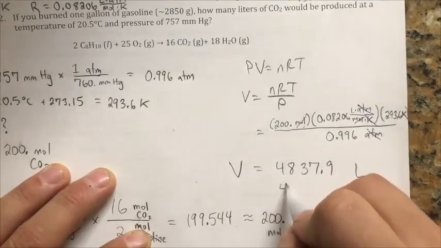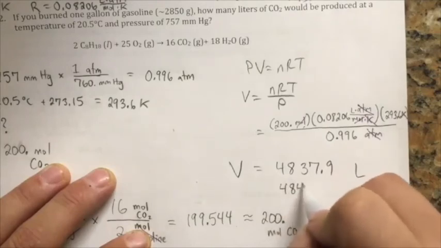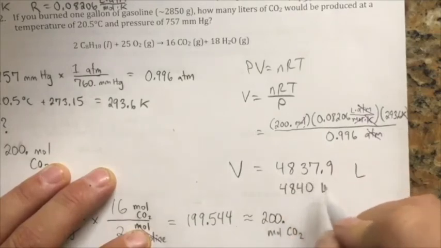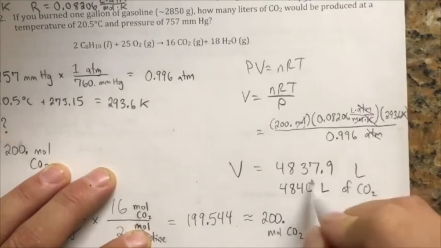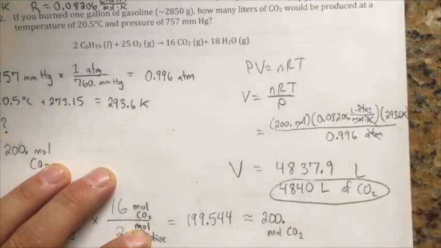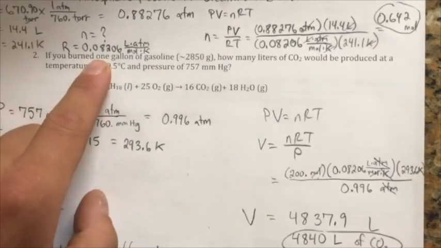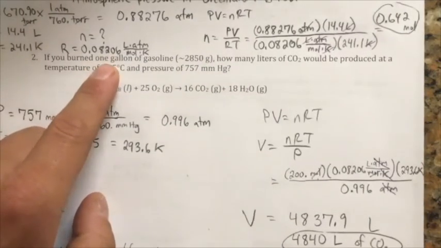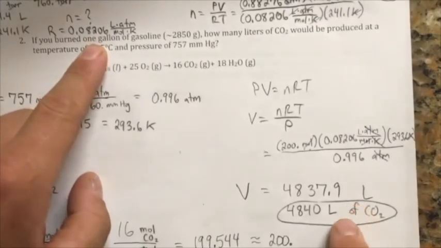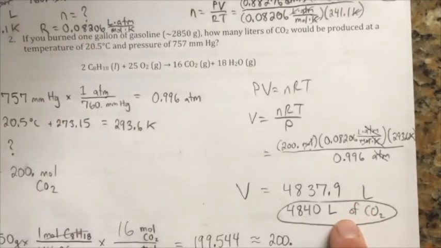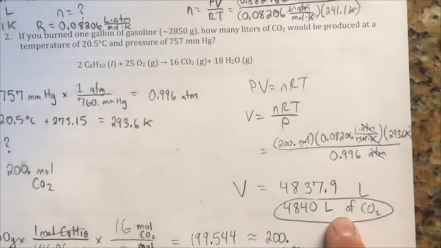So that'll be 4,840 liters of CO2 from just using 1 gallon of gasoline. Whoa. So we just calculated out 4,800 liters of CO2 produced from just 1 gallon of gasoline.